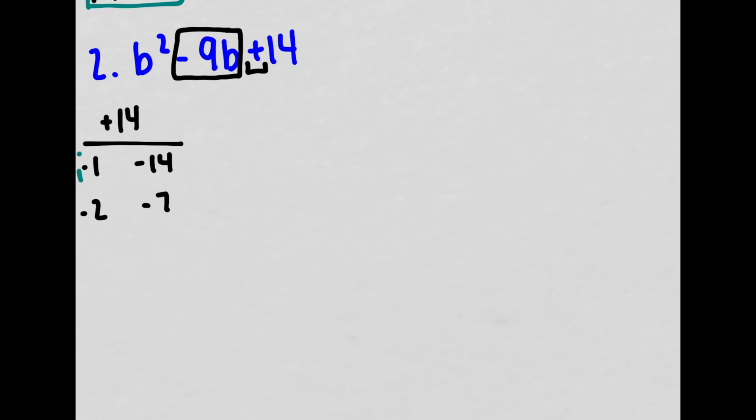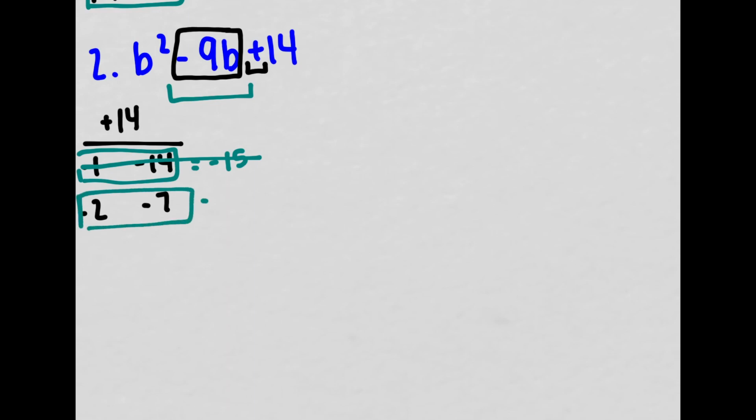Now I do -1 minus 14. That gives me -15, but I'm looking for -9, so that's not it. And the last one, -2 minus 7, does give me -9, so I'm good to go there. I set up my two parentheses. In front of each of them, I put b, and then I'm going to put each of these numbers with their sign. So I put a -2, a -7, and now that trinomial is factored.